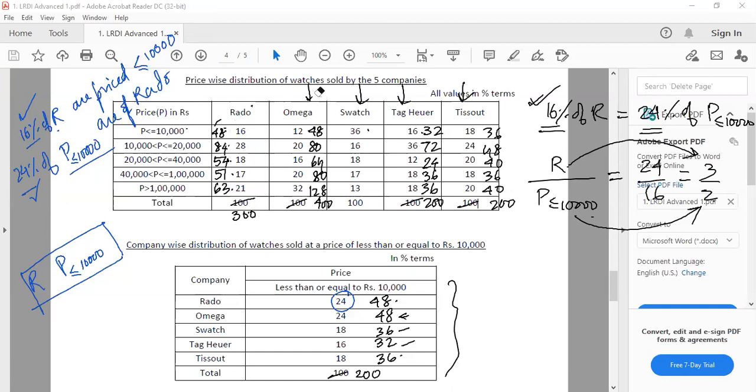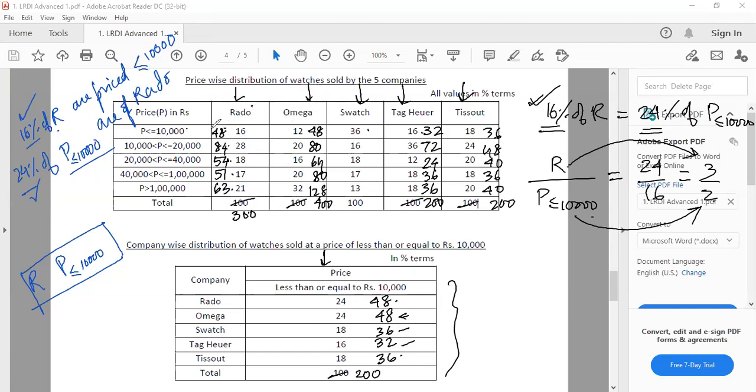Okay. Yes. So in the same way, everything has doubled. So these will be 48, 48, 36, 32, 36. Done. Now I have been able to link Rado with this, but I haven't yet linked Omega, right? So how do I link Omega?